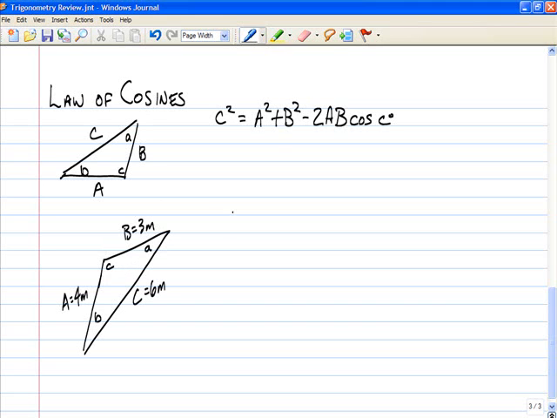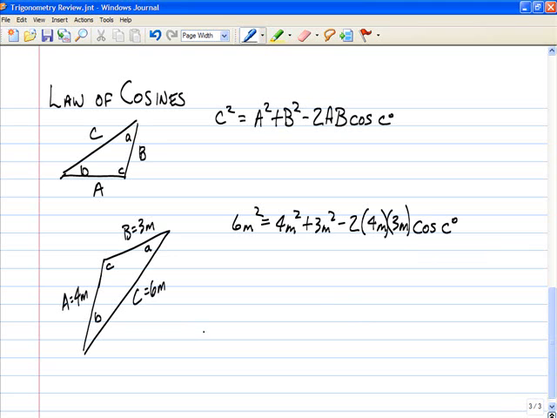Well, let's see. We got this C squared and so on. Well, do we know the side C? We do. It's 6 meters squared equals 4 meters squared plus 3 meters squared minus 2 times 4 meters times 3 meters times the cosine of C in degrees. Well, we don't know the C part, do we? So we're going to have to manipulate that around.